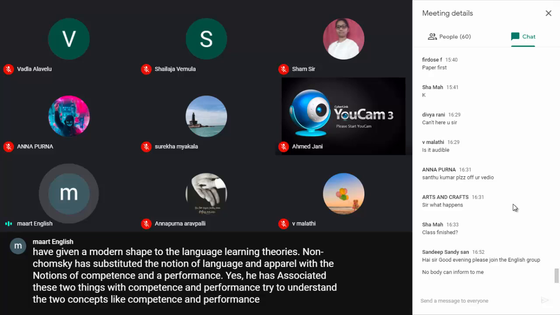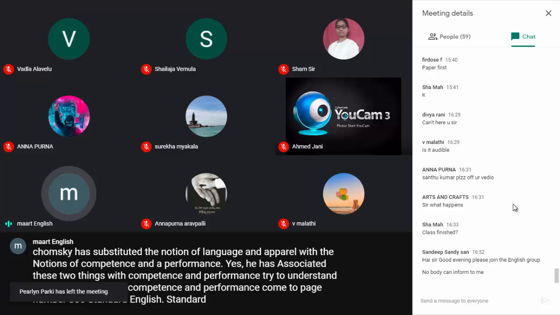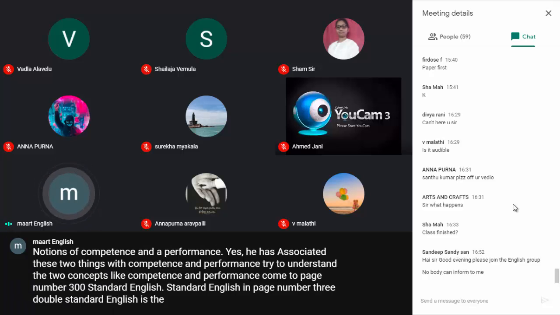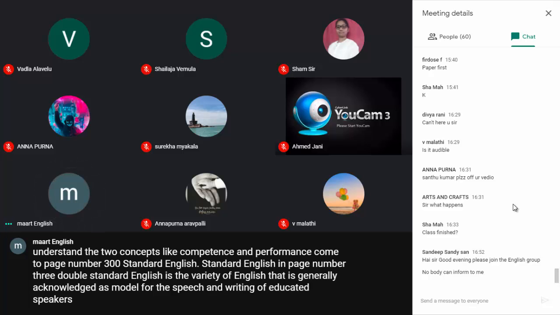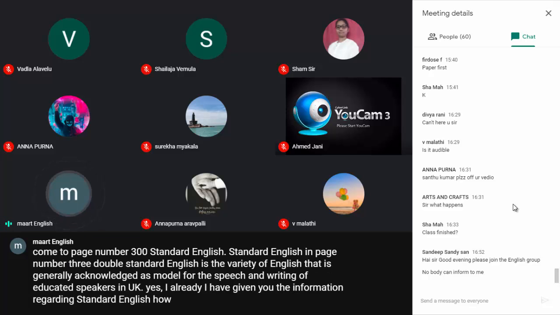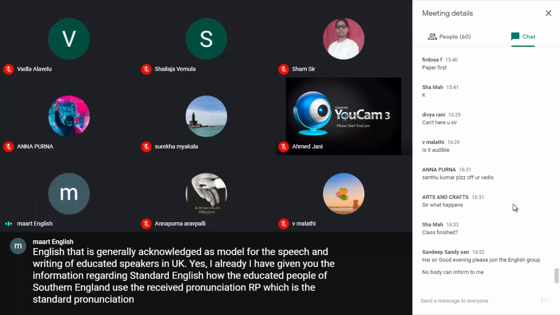Come to page number 300, Standard English. Standard English is the variety of English that is generally acknowledged as a model for the speech and writing of educated speakers in the UK. I have given you the information regarding Standard English, how the educated people of Southern England use the received pronunciation, RP, which is the standard pronunciation in English.